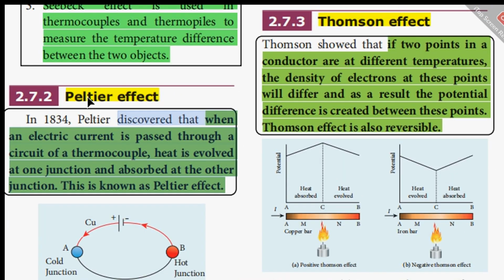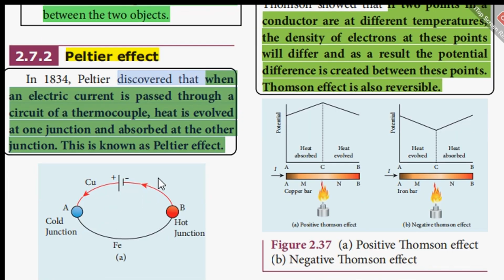Next, we will study the Peltier effect. In 1834, Peltier discovered that when an electric current is passed through a circuit of a thermocouple, heat is evolved at one junction and absorbed at the other junction. This is known as the Peltier effect.